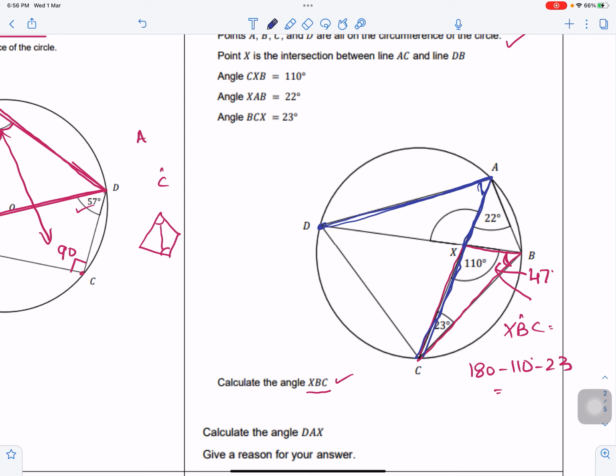So what did you notice here? You must have noticed that arc DC is making an angle at B and at A, like this is a straight line. See here, this one and then this one. It means these angles are equal, and this is called angle in the same segment. So you can just write here, it is equal to 47, angle in the same segment.